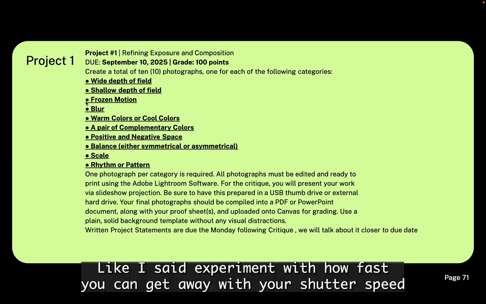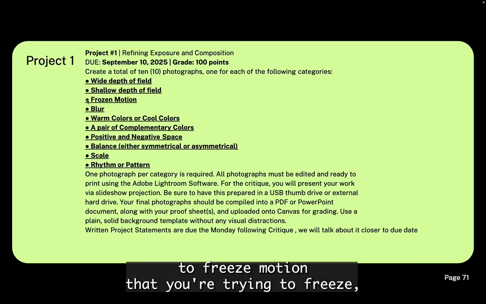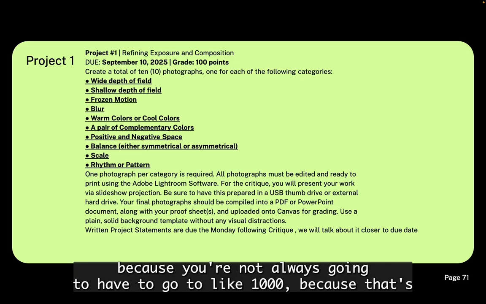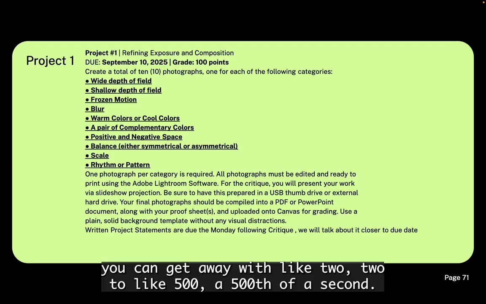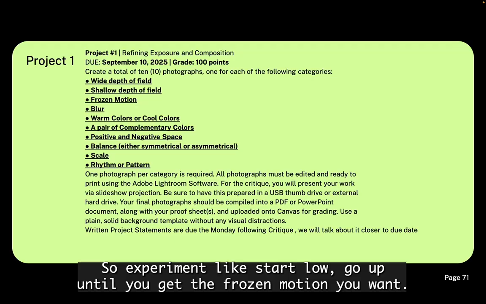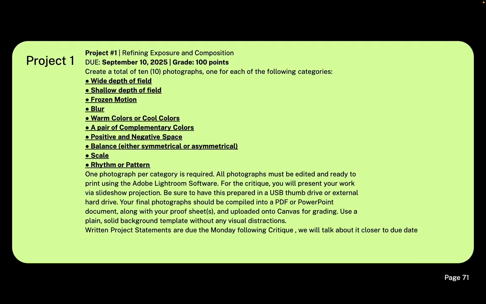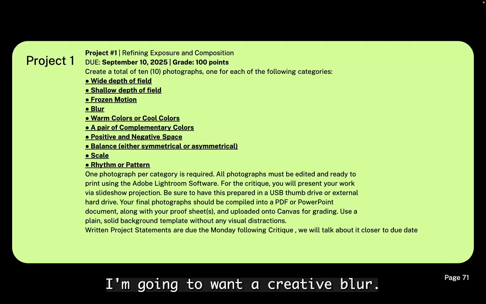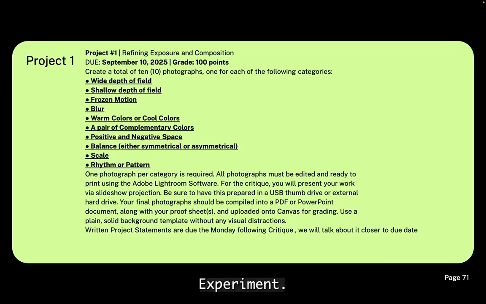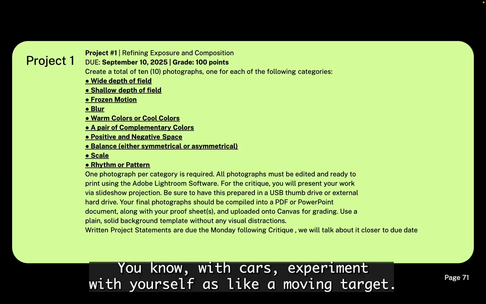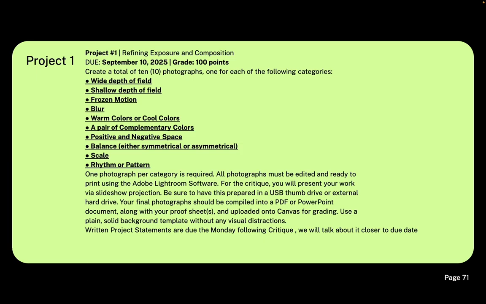Frozen motion, like I said, experiment with how fast you can get away with your shutter speed to freeze the motion that you're trying to freeze, because you're not always going to have to go to like 1,000, because that's like for a moving vehicle. If somebody is running, you can get away with like 500th of a second. So experiment, start low, go up until you get the frozen motion you want. So I'm gonna want frozen, I'm gonna want a creative blur, and like I said again, experiment with light, experiment with cars, experiment with yourself as like a moving target.